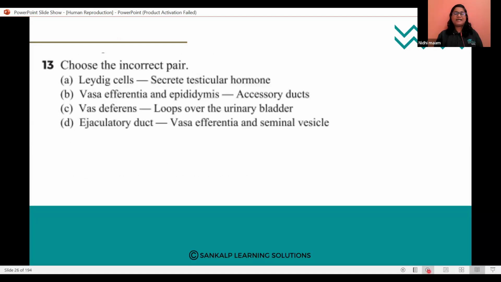Choose the incorrect pair. Among the options given below, which is the incorrect pair? A is Leydig cells secrete testicular hormone. B, vasa efferentia and epididymis are accessory ducts. C, vasa deferens loops over the urinary bladder. D, ejaculatory duct, vasa efferentia and seminal vesicle. So which is the incorrect pair among the following?